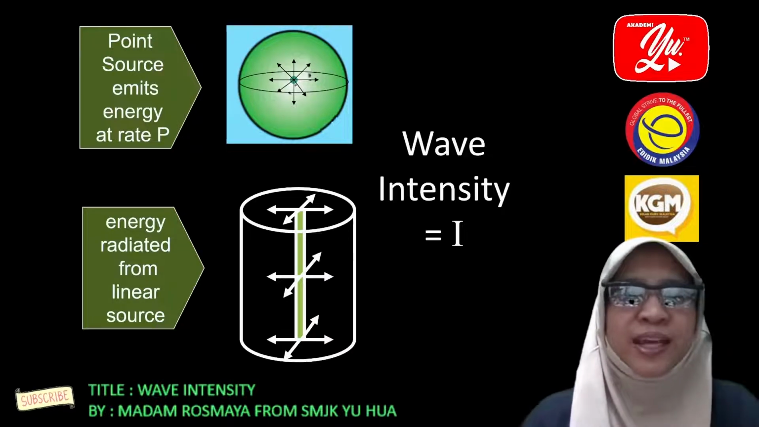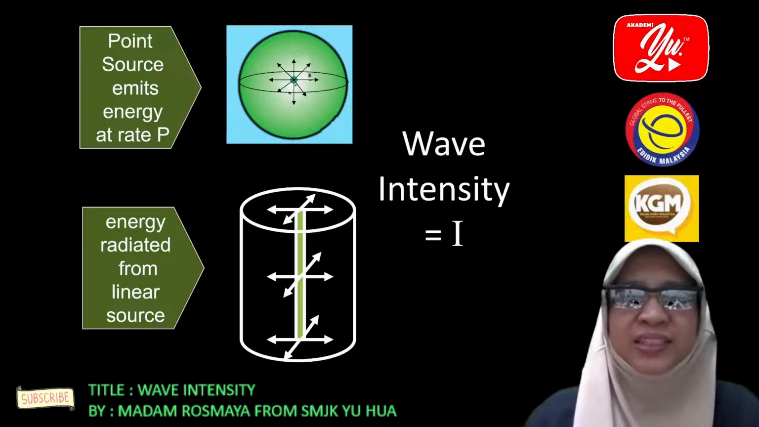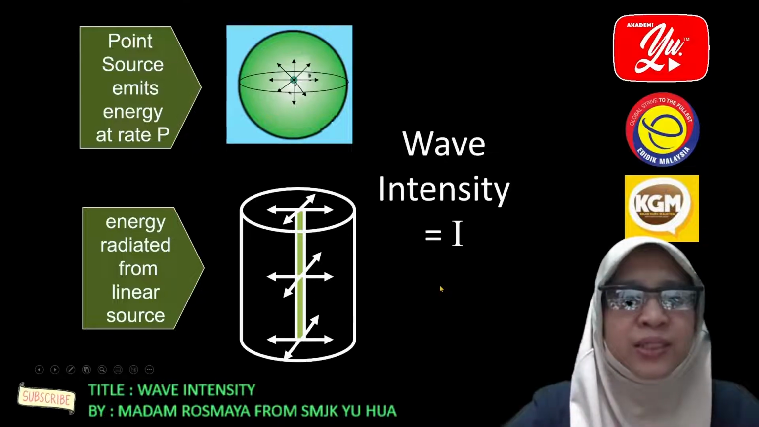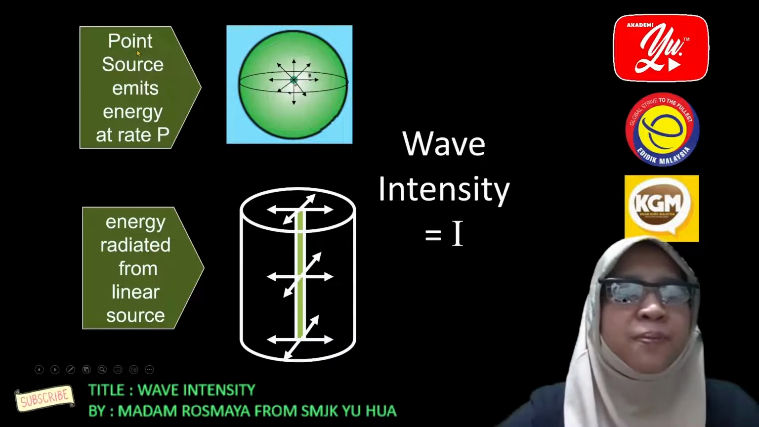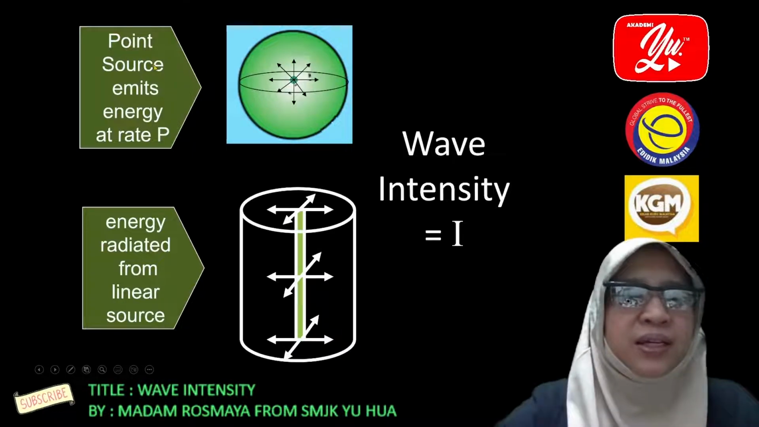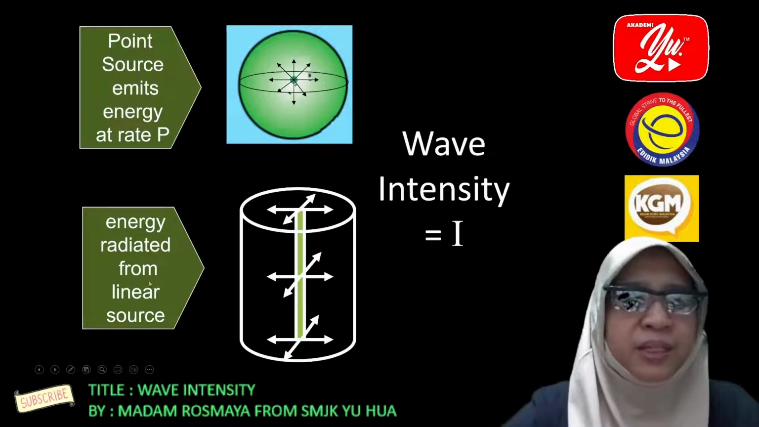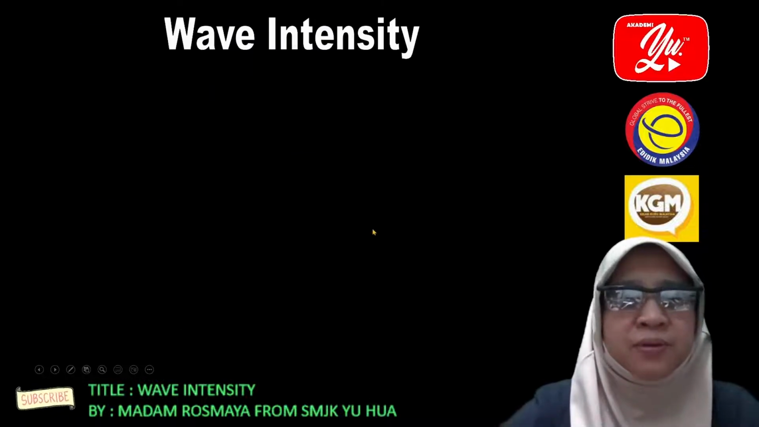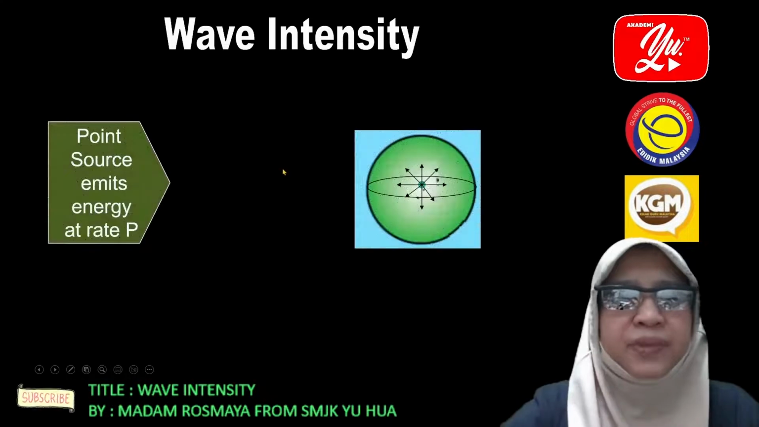So the topic that we are going to discuss today is wave intensity. We are going to discuss the wave intensity from two types of source. The first one is from a point source, and another one is from a linear source. The symbol for wave intensity is I.